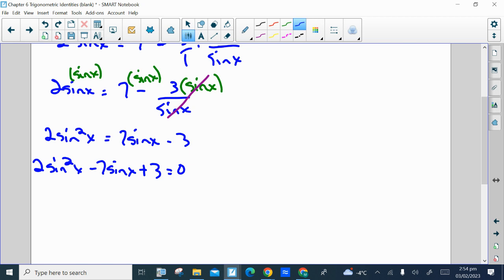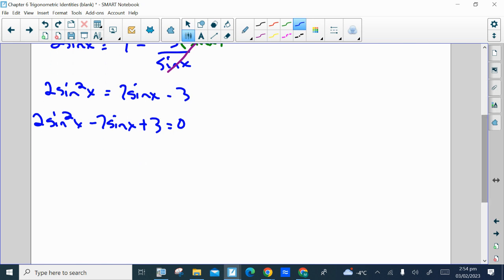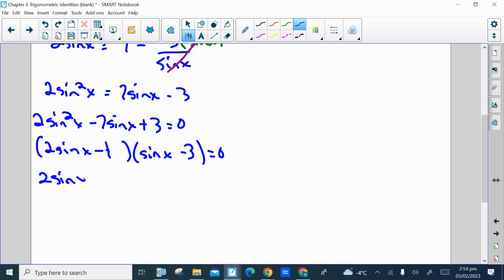And now we'll factor. So these numbers are both going to have to be negative. We'll have to put the -3 there. So the outer products will be -6 sine x. The -1 must go there. So the inner products will be -1 sine x. -6 minus 1 gives you the -7 in the middle. And again, our answers will come when each factor equals 0.